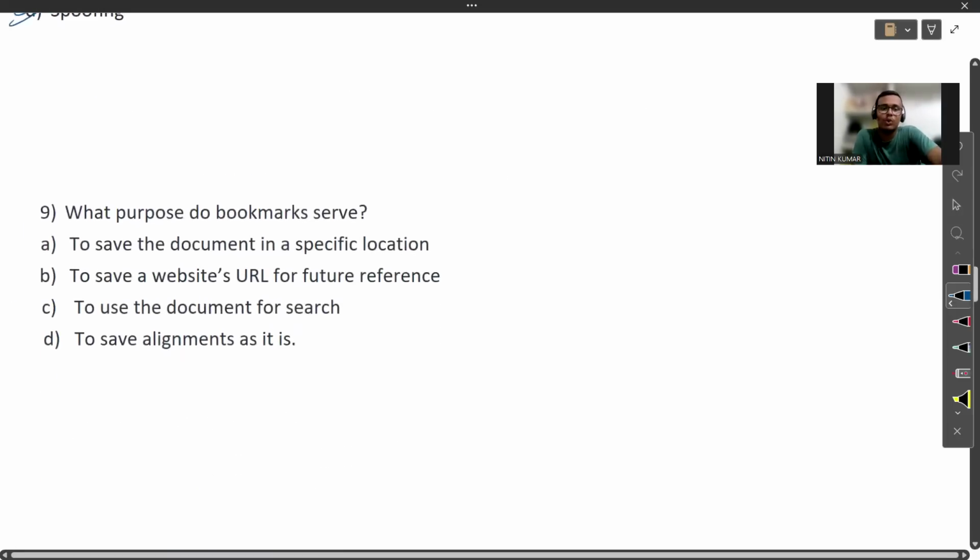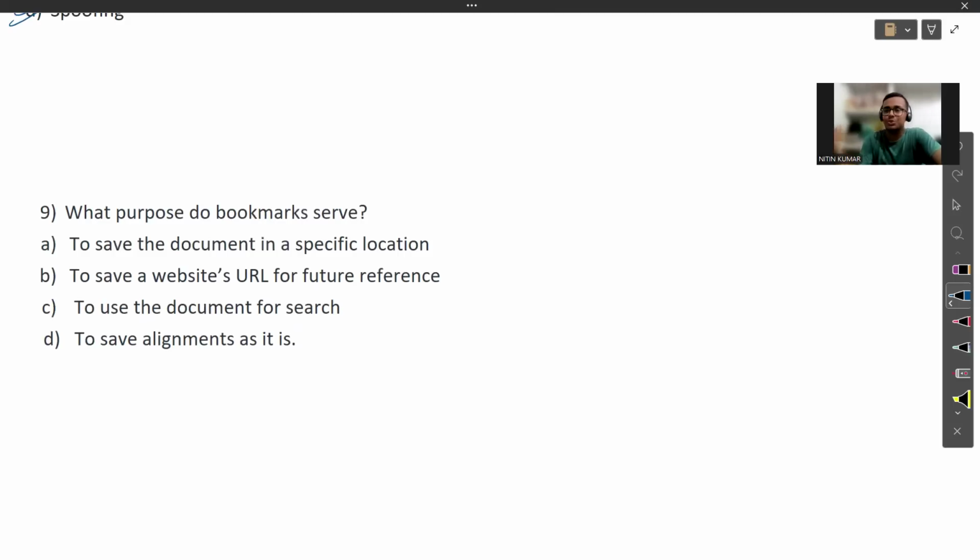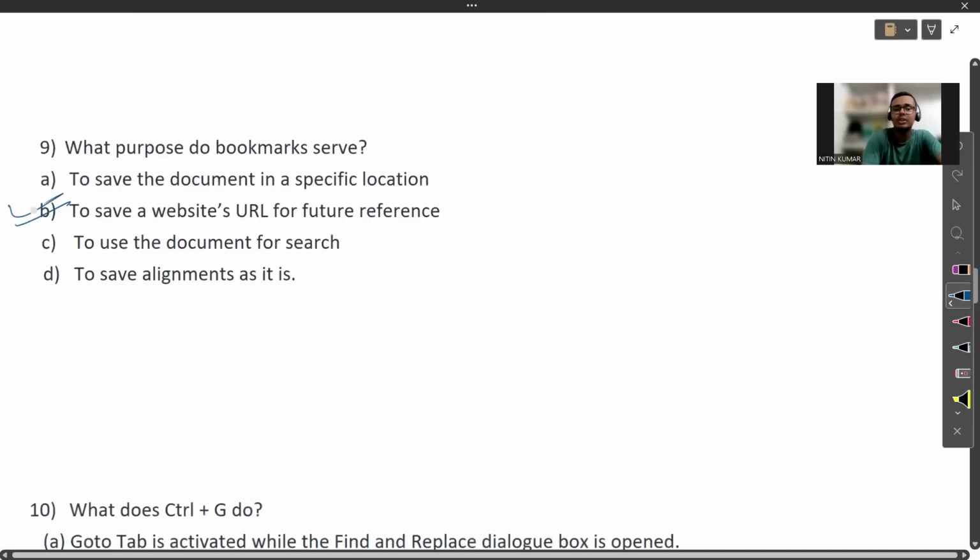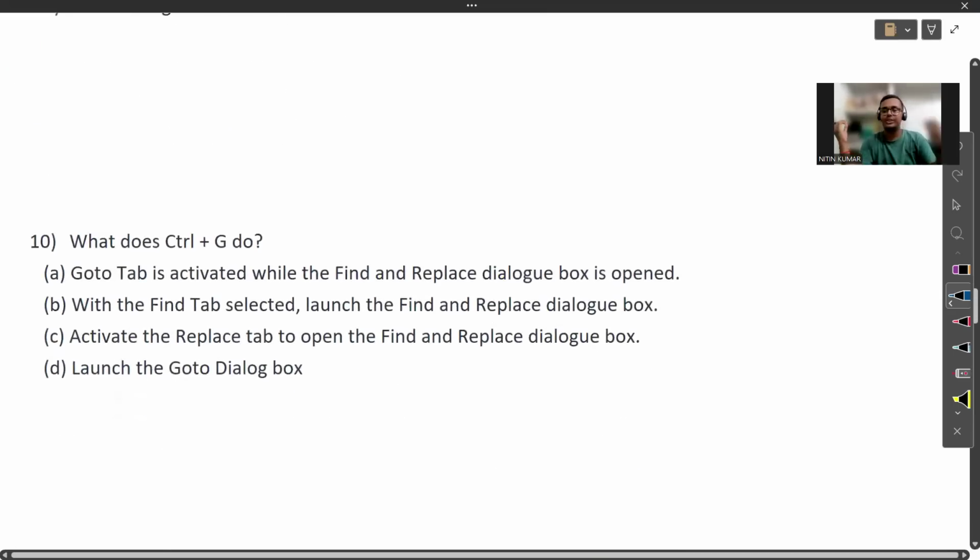The next problem is asking what purpose bookmarks serve. Very important, very easy. We bookmark each website we like so that we can access it quickly in our bookmark tab. So bookmarks save our website URL for future reference. Simple thing, no? Next will be what Control G will do.